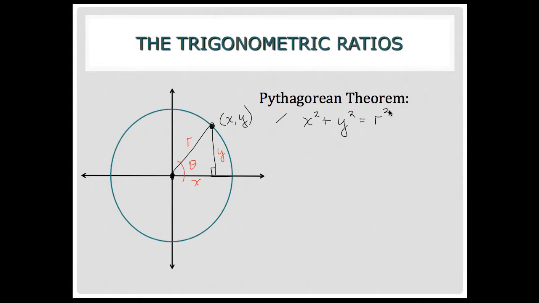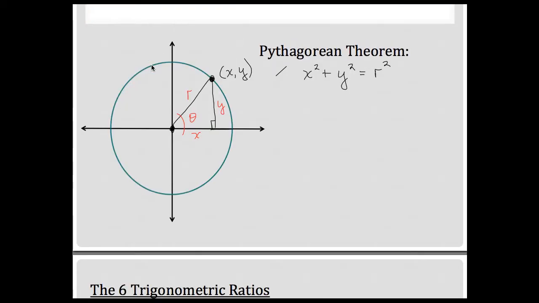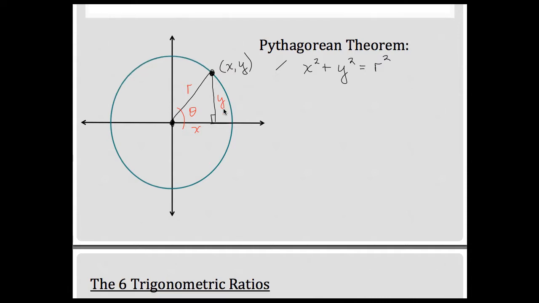Since r is referring to a radius of the circle, we are assuming that r does have to be a positive value. So if we were to be solving for r, for instance, we're just going to use the positive square root. So from this triangle is where the 6 trig ratios come from. Remember, sine of an angle, as you've learned in right triangle trigonometry, is opposite over hypotenuse. So if we consider this angle theta, the opposite side is y, and the hypotenuse would be r.